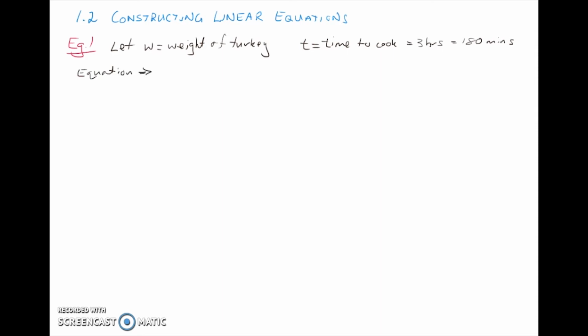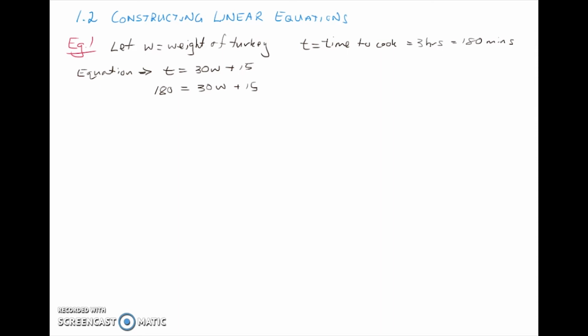We know from what's given in words in the example that our time to cook is equal to 30 minutes for every kilogram. So we write 30 times W, and we need to add an extra 15 minutes, so plus 15. What we're going to do now is understand that T, the time to cook, is actually equal to the 180 minutes. We need to put 180 because the 30 is in minutes as well. So 180 is equal to 30 times W plus 15.